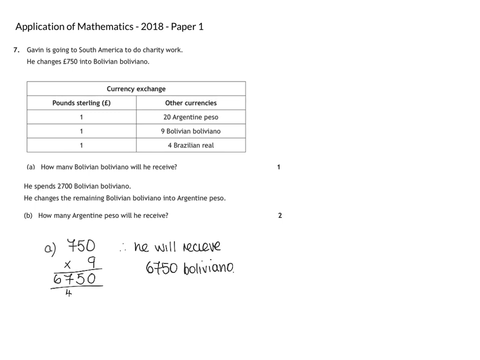Apologies as well if I'm pronouncing that incorrectly. I'm doing my best. It's not a currency that I'd heard of before, so I haven't travelled to South America. So, part B, he spends 2,700 Boliviano, and then he changes the rest into Argentine pesos. How many Argentine pesos will he receive?